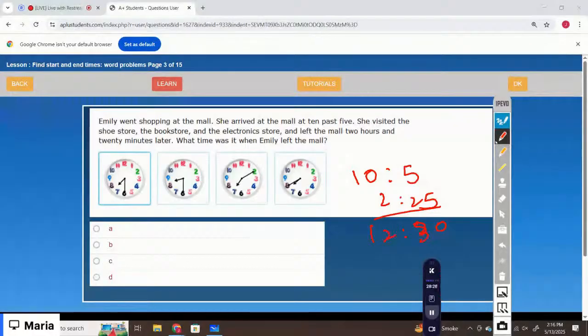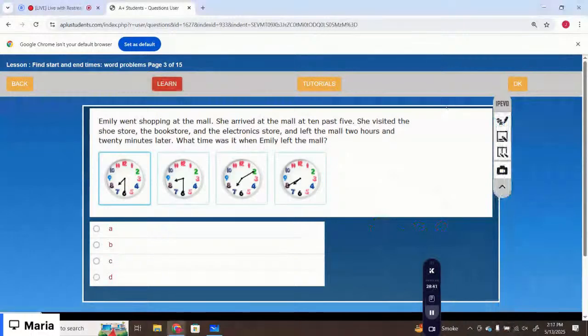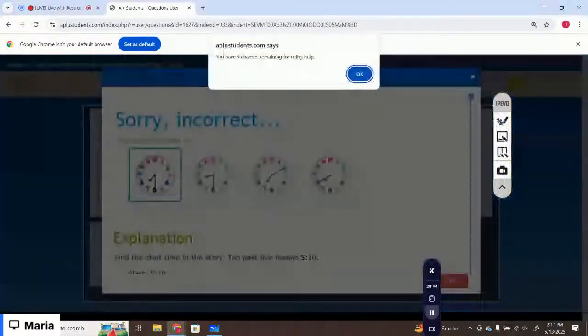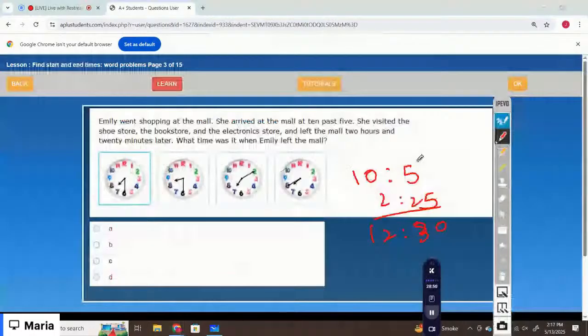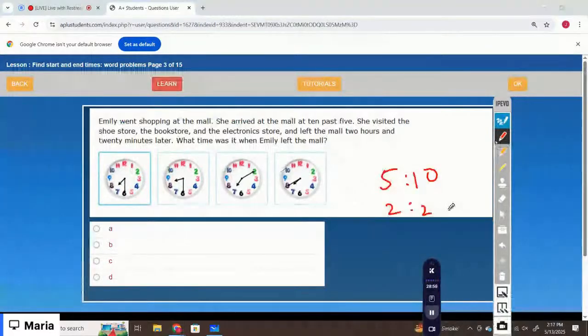What do we have, any option? What's wrong with the question? 10 past 5. So that would be 5:10. You need to add 2 hours and 20 minutes. So that would be 7:30. Option number A is the option. The correct option is A.